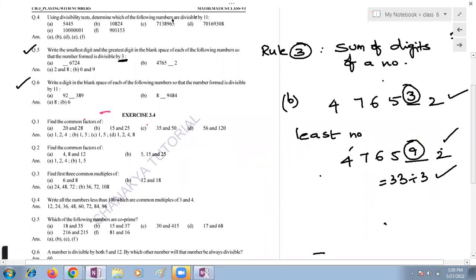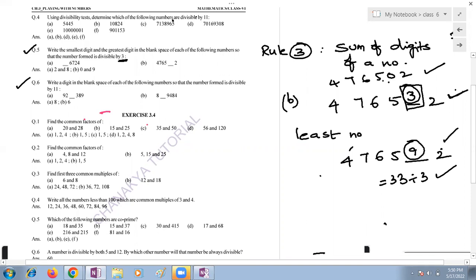So 4 plus 7 plus 6 plus 5 plus 0 plus 2, you get 24, ma'am. So 24 is even, divisible. Yes, exactly. Very good question, because no one else raised the doubt. This is not the least number, because 4, 7, 6, 5, 0, 2 you get 24. Only one child recognized.